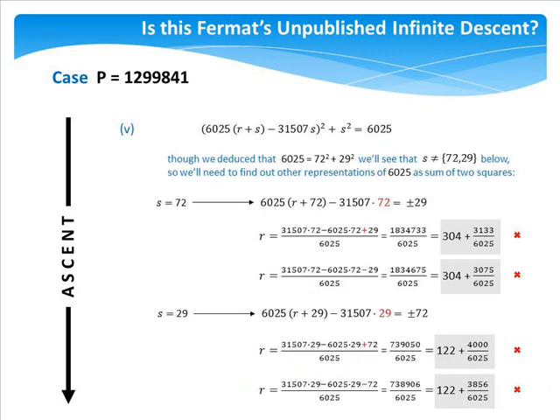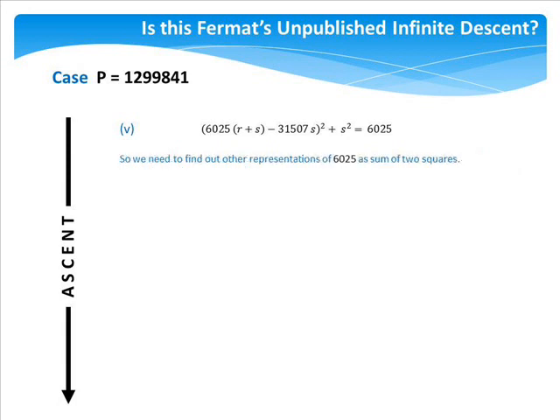Keep in mind that 6,025 is not a prime but a composite number, and so has different representations as sum of two squares. So 72 and 29 may work or may not work when plugged into the next set of beautiful formulas. Here we see indeed that s being either 72 or 29 doesn't do the job. They don't deliver integer values for r. So we need to find other representations of 6,025 as sum of two squares.